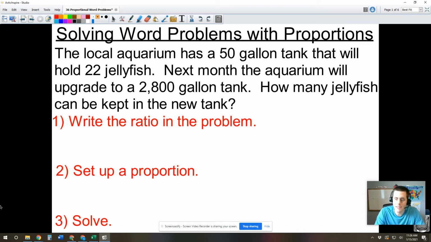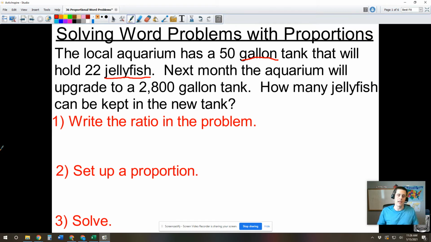Now, because this is a word problem that features two quantities, or two numbers that are being compared to each other, in this case, gallons and jellyfish, I can use a proportion to solve this problem. It's a three-step process. In red down below, you see the three steps we're going to work through. And step one is to find the initial ratio in the problem.